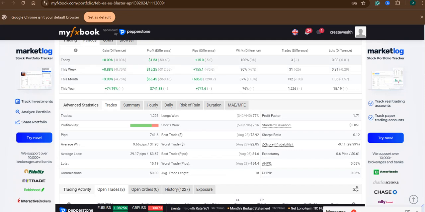Today we just made around 1%. This week, I mean, no, today we just made 0.09%. This week we made 0.88. This month we made 3.90. The month is still there. Okay, and this year we made 74.19% so far.